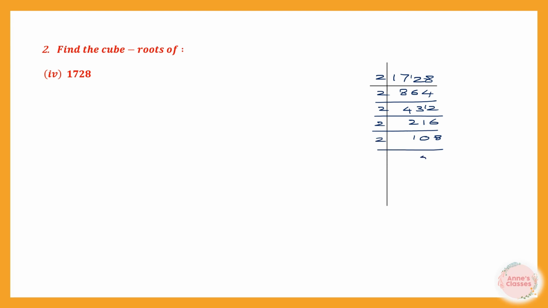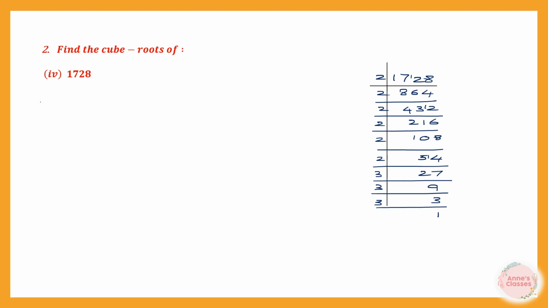Continue. 2 fives are 10. 2 fours are 8. Continue again. 2 twos are 4, 14. 2 sevens are 14. Now we go to 3. 3 nines are 27. Then we have 3 threes are 9. And then finally 3 ones are 3.